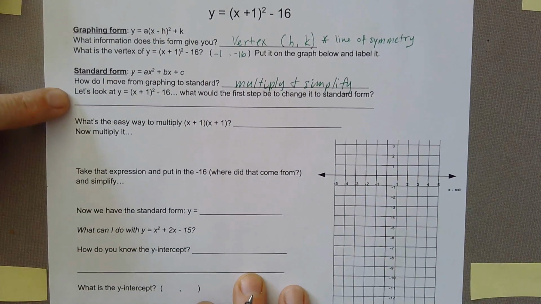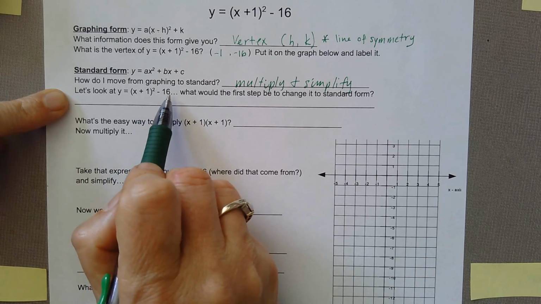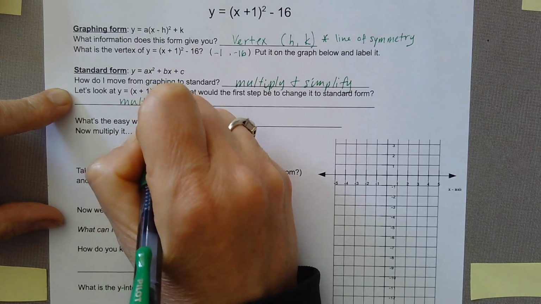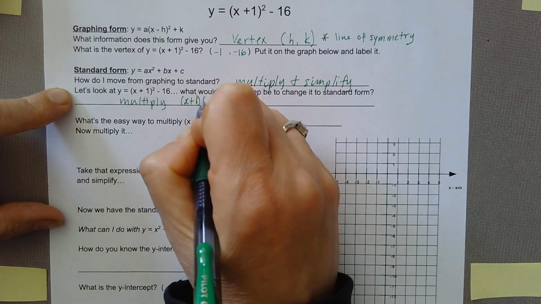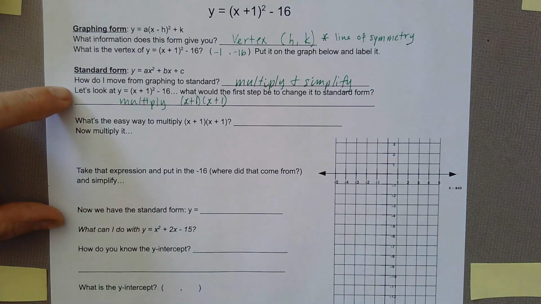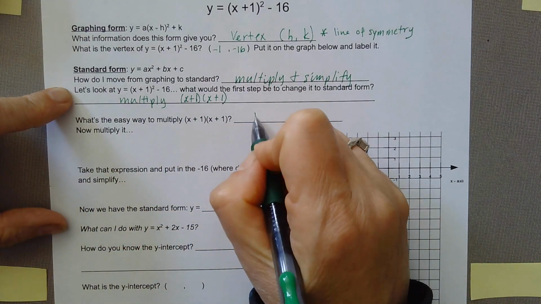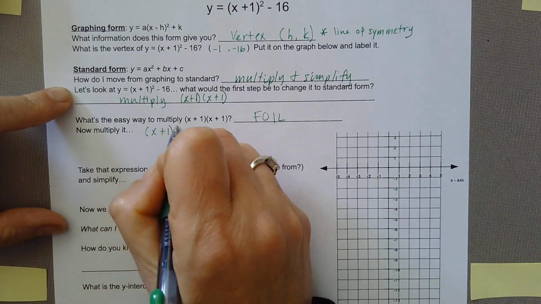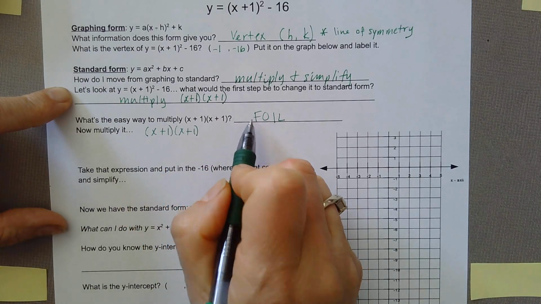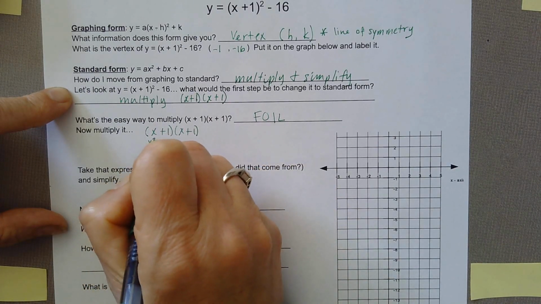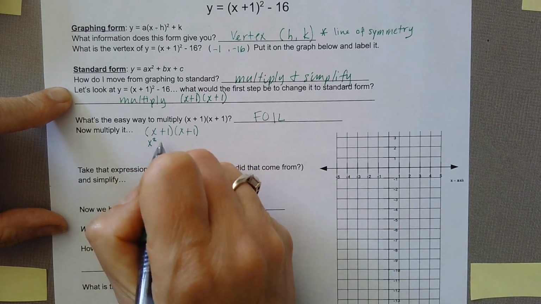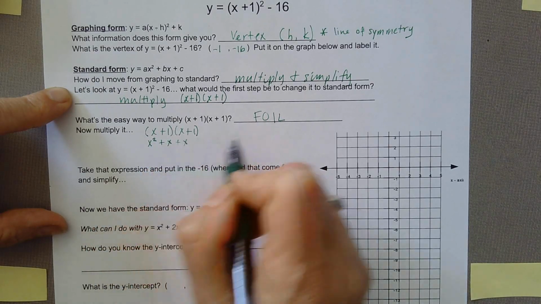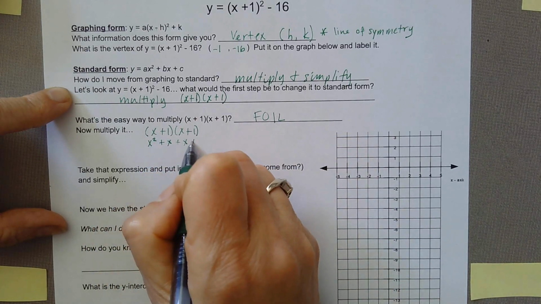Okay, so let's look at y equals (x plus 1) squared minus 16. What would be our first step? Well, we need to multiply (x plus 1) times (x plus 1). What's the easy way to multiply this? Don't forget, FOIL. So I've got (x plus 1) times (x plus 1). F, first: x times x is x squared. O, outer: x times 1 is a positive x. I, inner: 1 times x is a positive x. L, last: 1 times 1 is 1.